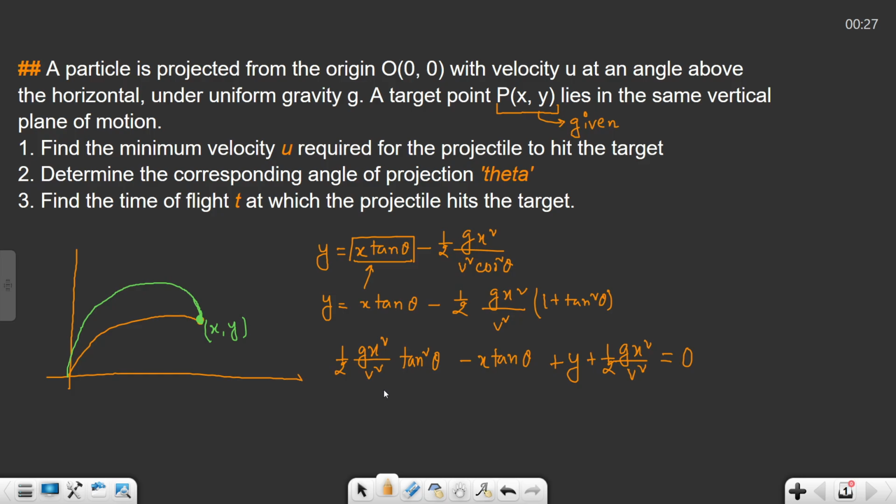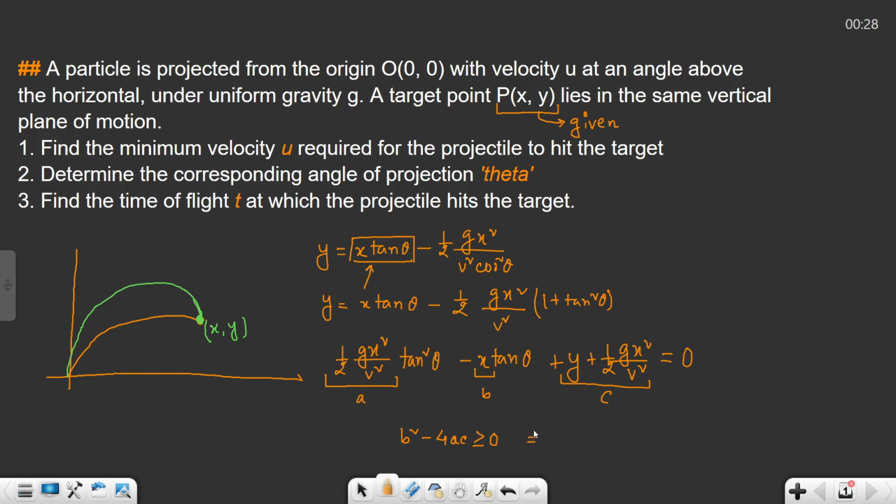Now we can easily figure out the condition for which we will only get the real values of tan theta, which is, if you look at it, the coefficient of tan squared theta is a, the coefficient of tan theta is b, and the rest is c. So we know the discriminant of this quadratic equation should be b squared minus 4ac, and if this discriminant is greater than or equal to 0, then we will get a real value for tan theta.